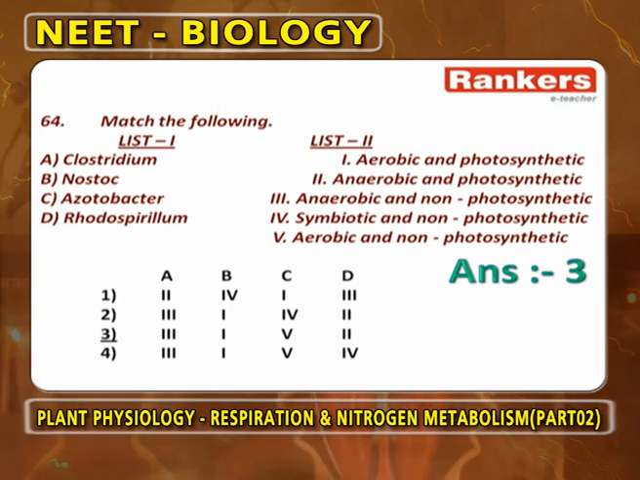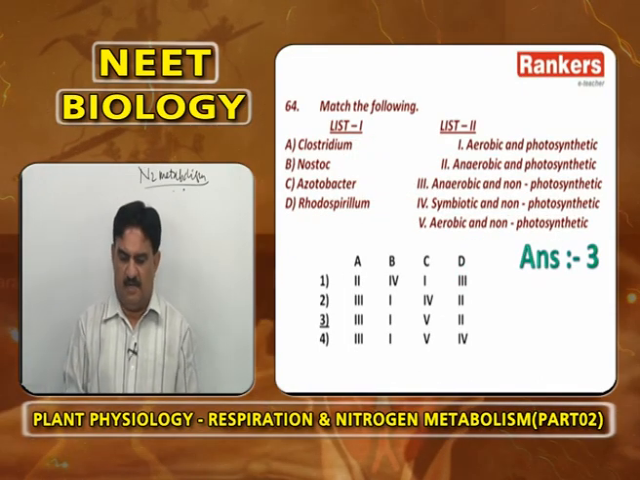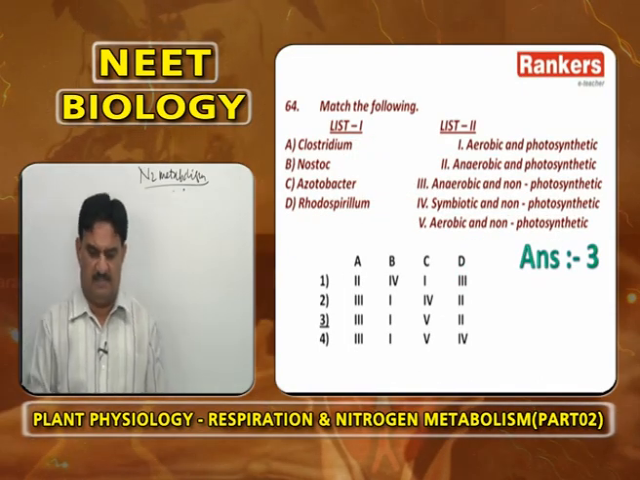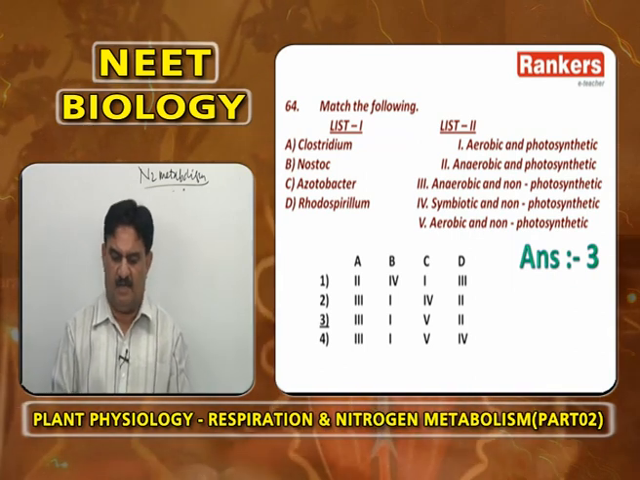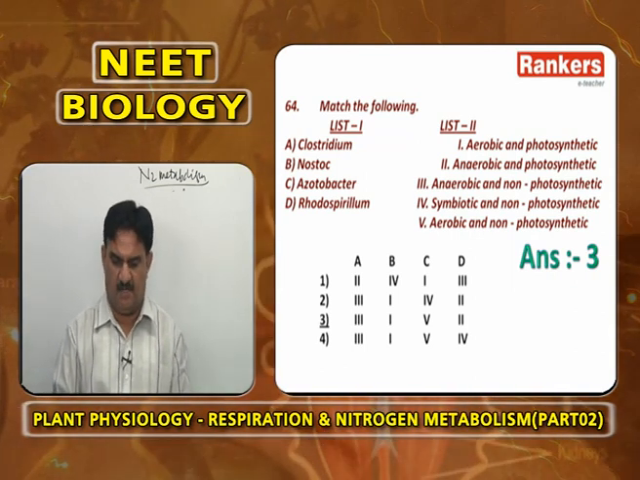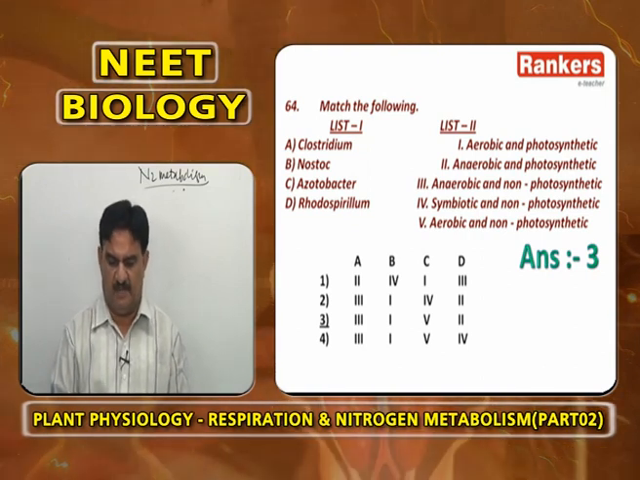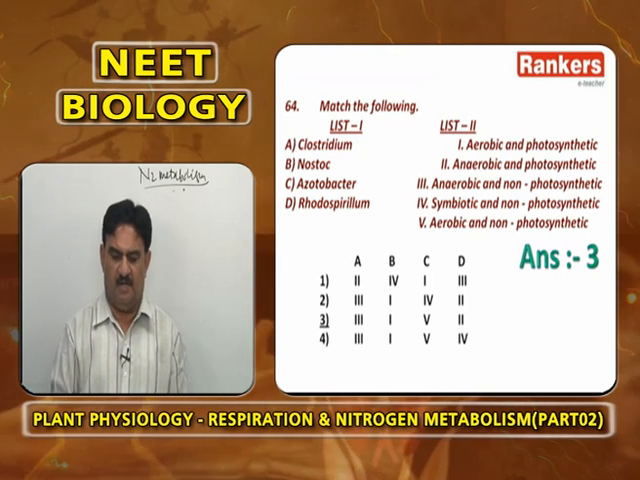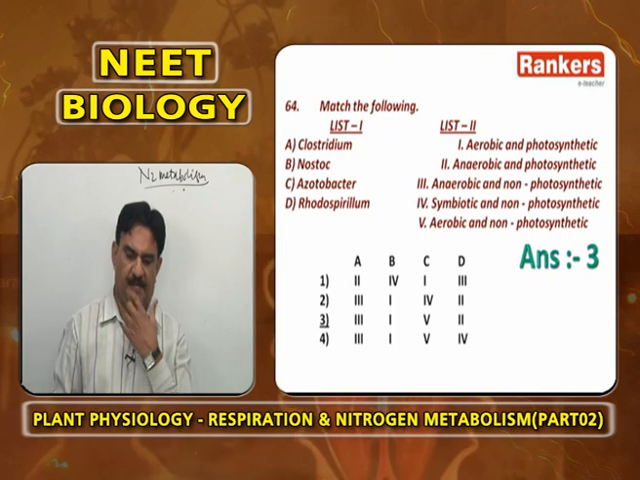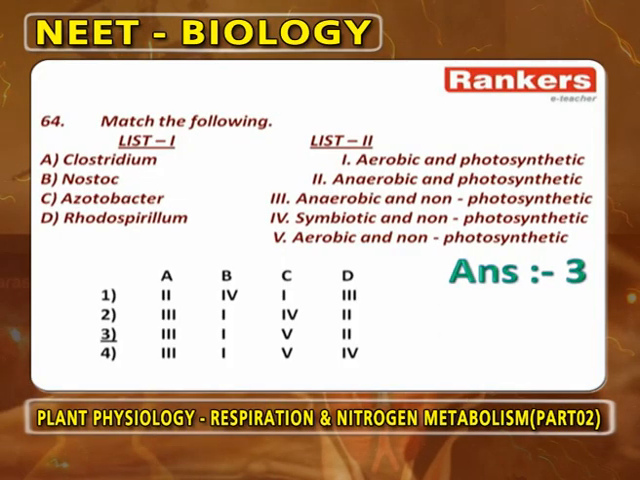Match the following: Clostridium, Nostoc, Azotobacter, Rhodospirillum. Anaerobic photosynthetic, anaerobic and non-photosynthetic, symbiotic and non-photosynthetic, aerobic and non-photosynthetic. A3, Clostridium is anaerobic and non-photosynthetic. Nostoc, B1, aerobic and photosynthetic. Azotobacter, 5, aerobic and non-photosynthetic. Rhodospirillum, 2, anaerobic and photosynthetic.